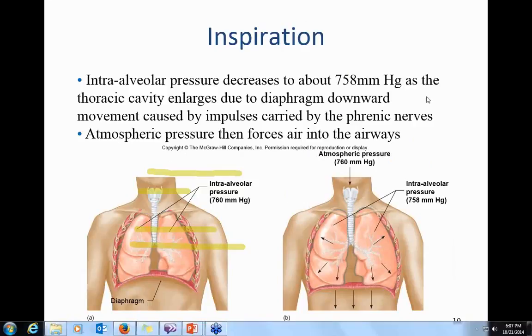And what it decreases the pressure to is, if I could get my highlighter here, 758. And that is just slow enough to cause the air to come into the lung. Okay? So the main muscle responsible for inspiration is the diaphragm.